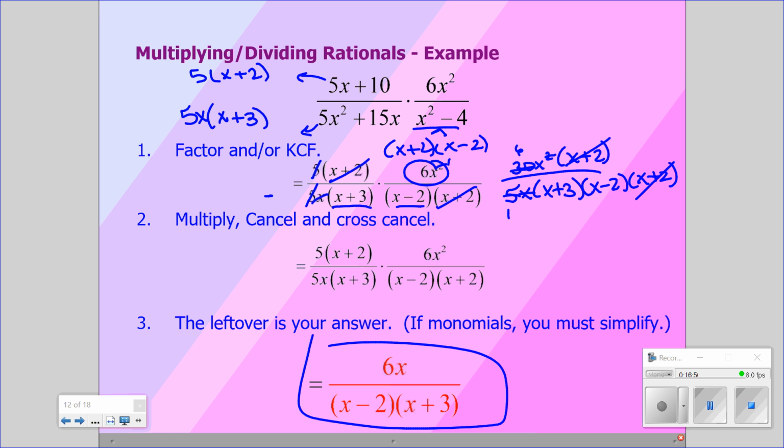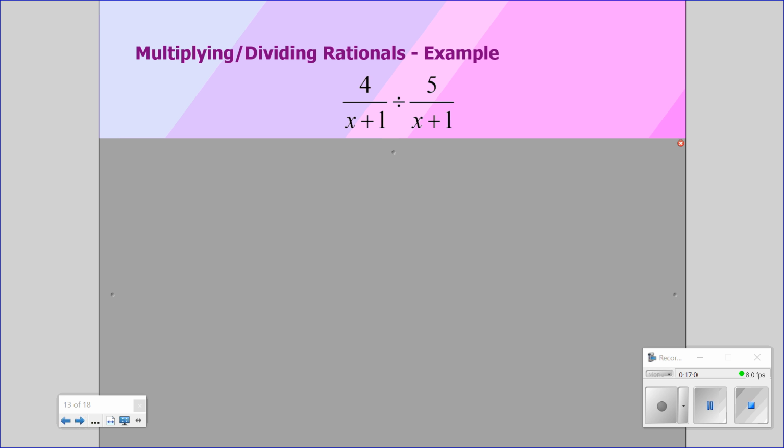Note that if you did state excluded values, you would do it at this step before canceling. So just so you know, x should not equal 0, x should not equal -3, x should not equal 2 or -2. All of those values for x would be excluded. So you would see there would be quite a list there.